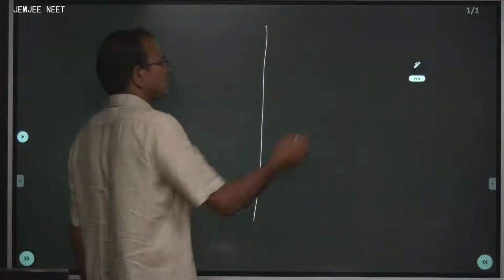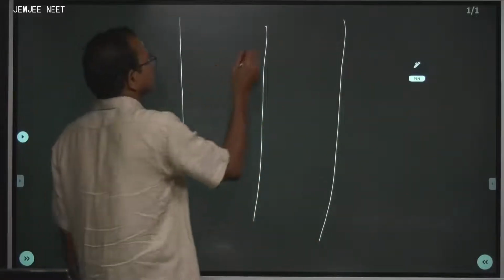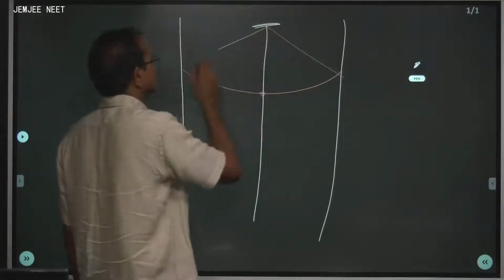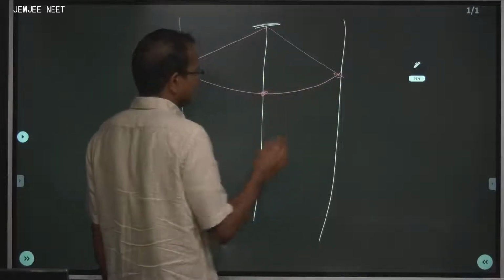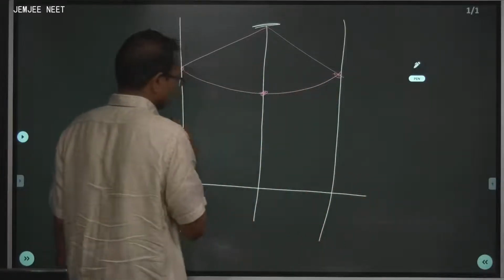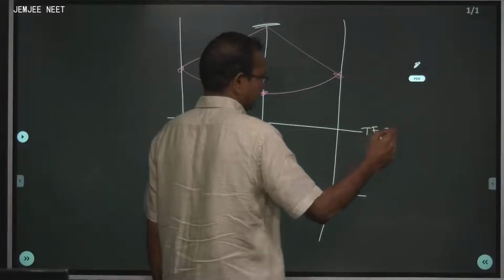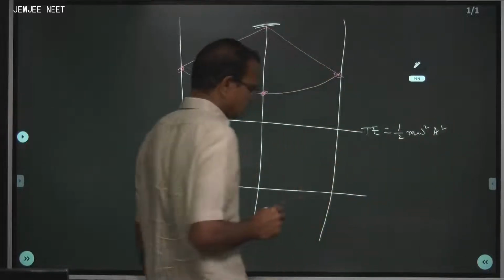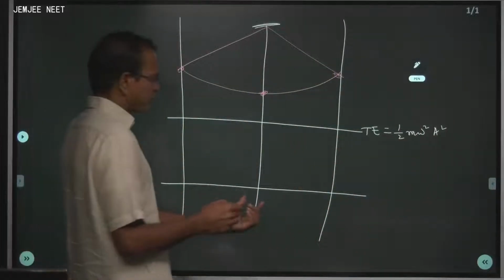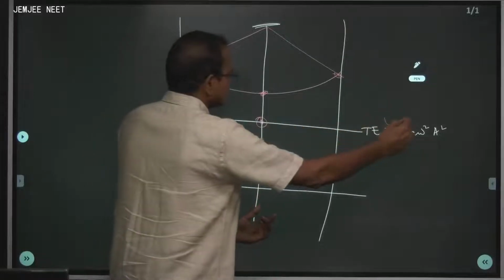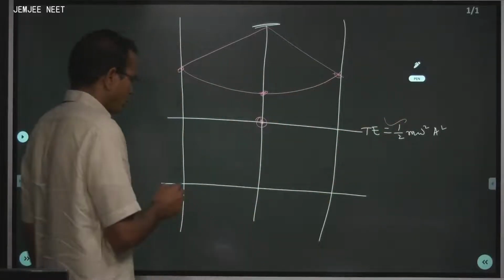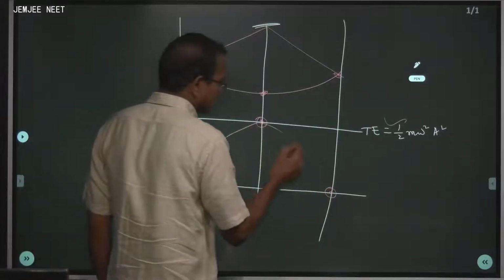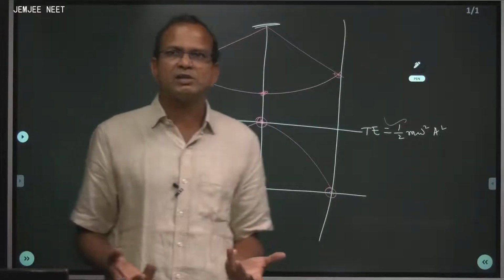Now suppose this is a pendulum which is oscillating between the extreme positions and the mean position. The total energy here is half m omega square a square. Then I want to draw the kinetic energy. At the mean position kinetic energy is maximum. At the two extreme positions the pendulum takes rest, meaning kinetic energy is 0. So this is my kinetic energy curve. Why am I drawing a parabola? Because my function is parabolic.